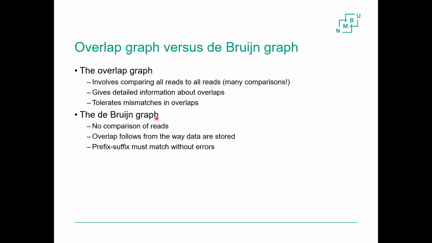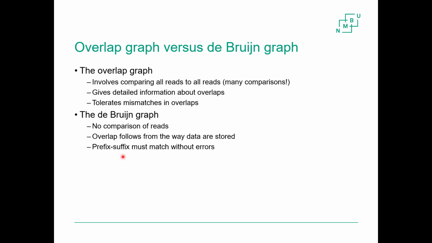While the De Bruijn graph idea is much, much faster, especially when you have many reads, because you don't need to compare them to each other. Overlaps follow by the way the data are stored, right? So we have no separate information about overlaps, but it's only the nodes who follow the nodes that are indicating overlaps here. Of course, the prefix and suffix must match without errors. So having a sequencing error will affect this way of building a graph very much.